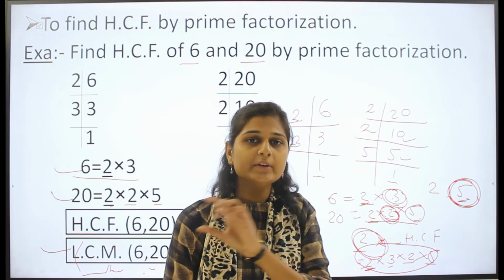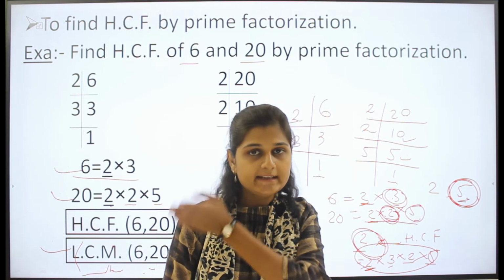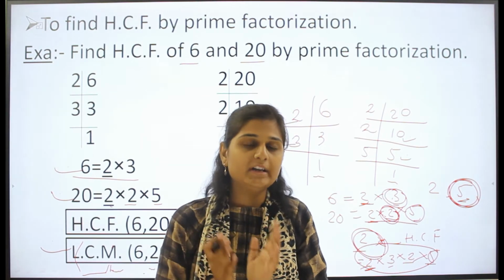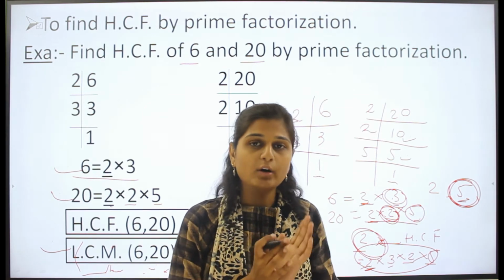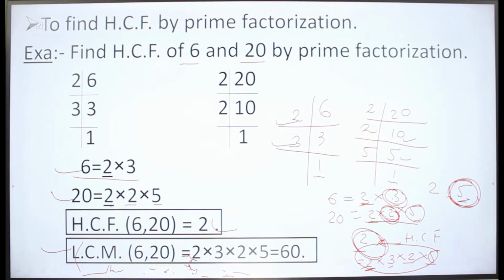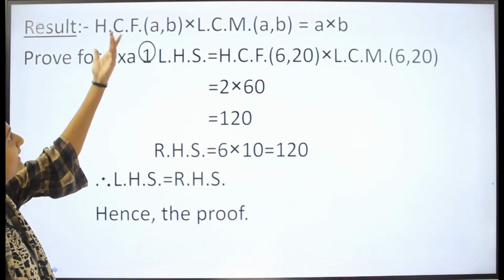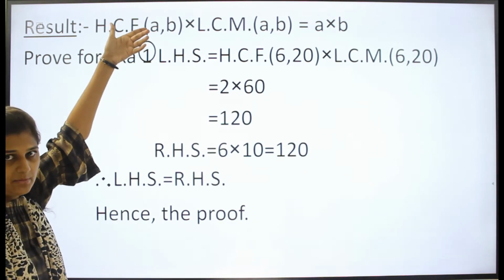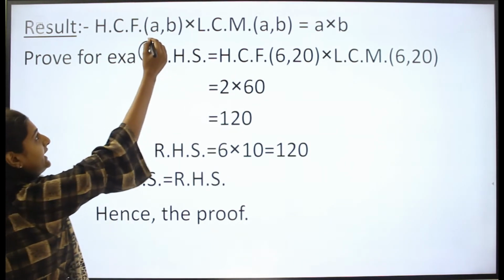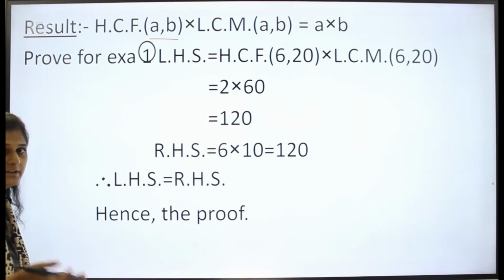Okay, we have a simple formula to find the HCF of any values multiplied by the LCM of any values. So how can you find that? Just go through the formula. The formula is HCF of A, B. What are A and B? A and B can be any values given to us.